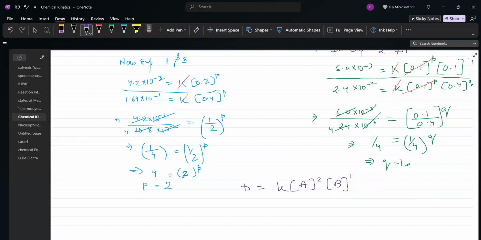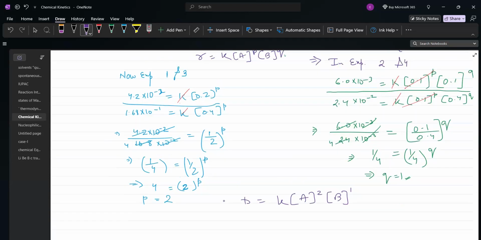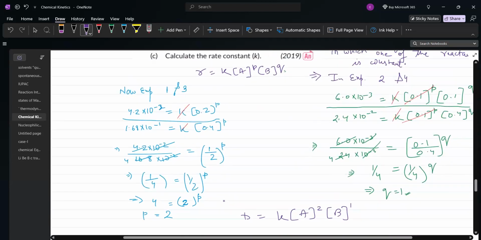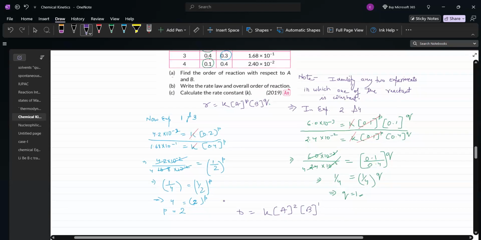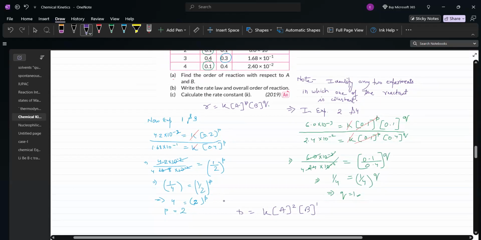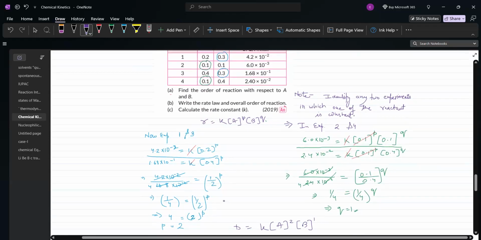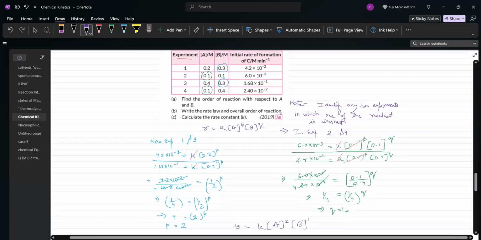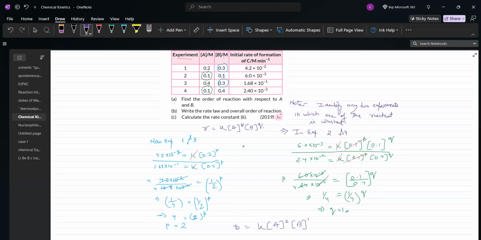And it is also asking to calculate the rate constant. So can you find it? Is it solvable for you? Calculate the rate constant with the given data. The hint is in the table itself.